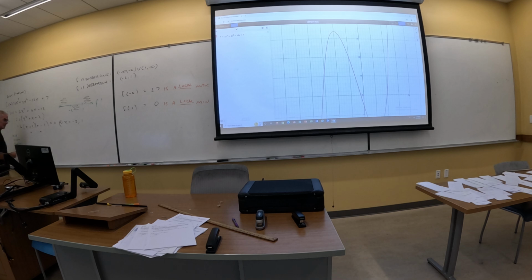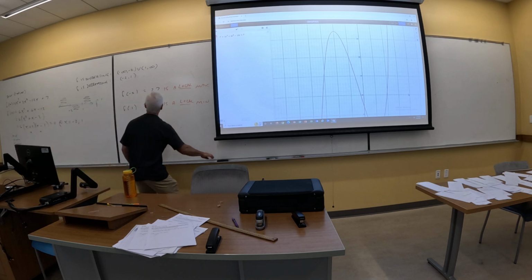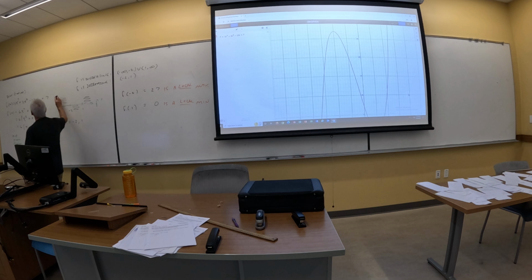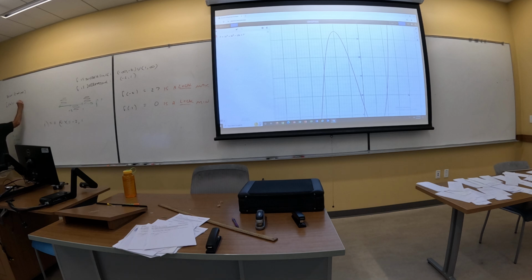All right, let's do a new problem. I like to reverse engineer them so the numbers come out relatively friendly. Okay, so let's do, how about 3x to the 4th minus 16x cubed plus 24x squared minus 6. That's going to be our function.